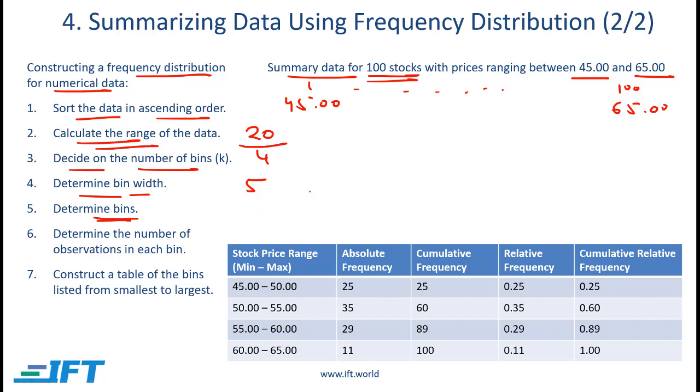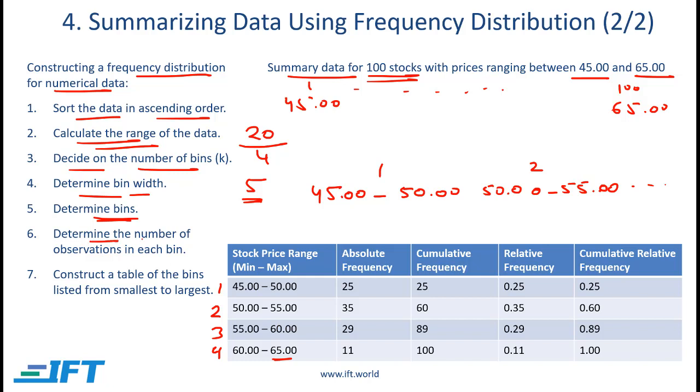We are starting with 45, so the first bin will be 45 plus 5, which is 50. So the first bin is from 45 to 50. Then the next bin will be 50 plus 5. So that is going to be from 50 to 55 and so on. So this is the second bin. We come up with our 4 bins as shown here. This is the first bin, second bin, third bin, and fourth bin, going all the way up to 65.